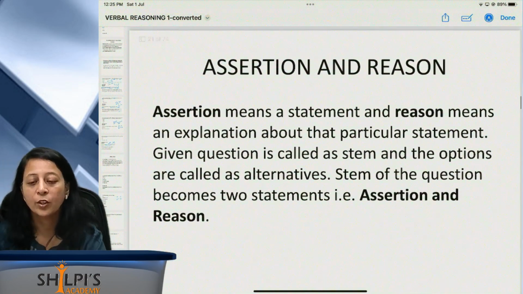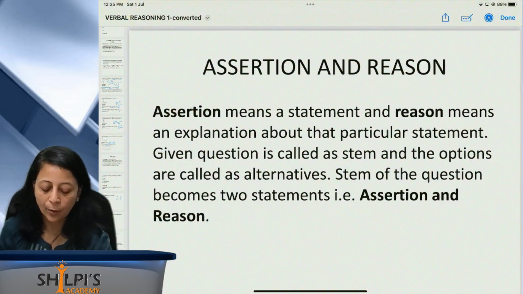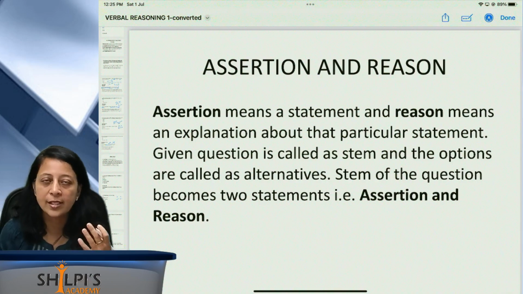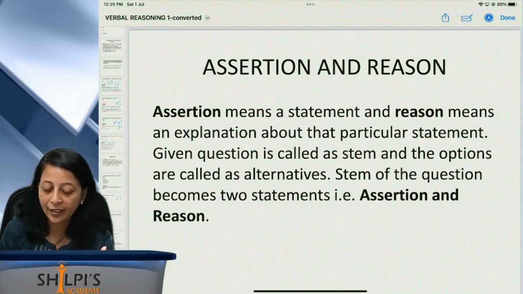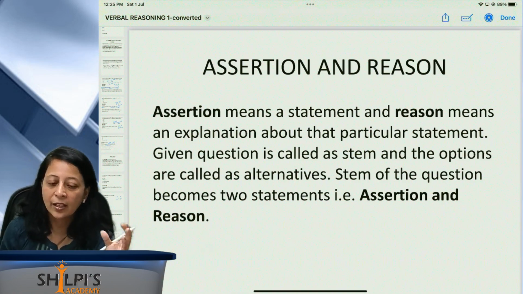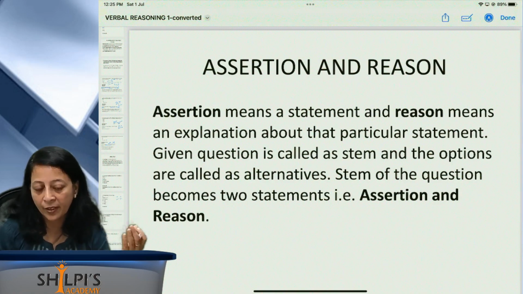So this is what the topic is about, students, the analogy topic. Now, let's go for assertion and reasoning. Assertion and reasoning is something where they give you a statement. We did the same type of questions in our logical reasoning also. They will give a statement and they will give a reason for that.